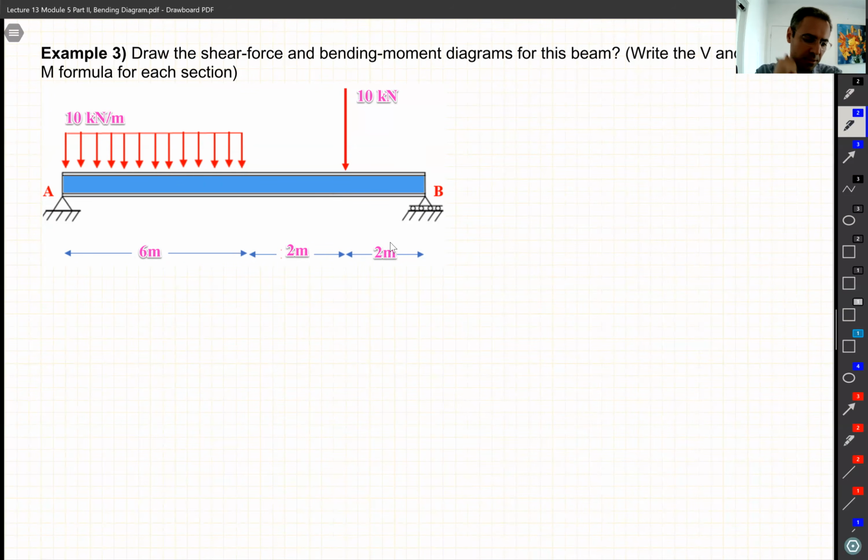All right, let's solve this example together. First, I'll let you read it and think about it. Okay.